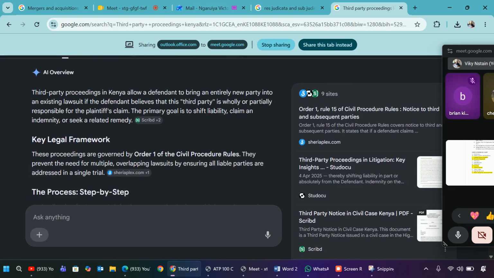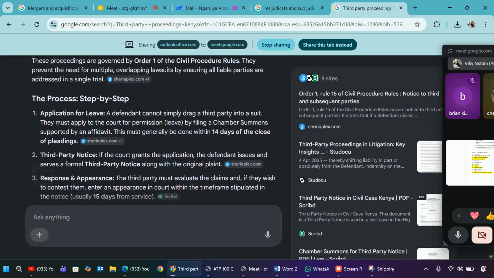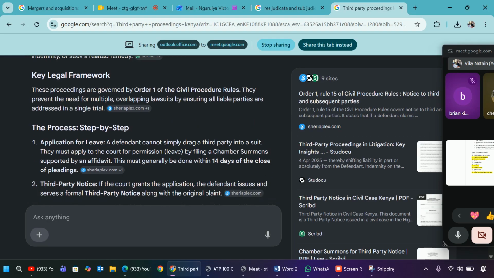Third-party proceedings in Kenya allow a defendant to bring an entirely new party into an existing lawsuit if the defendant believes that this third party is wholly or partially responsible for the plaintiff's claim. The primary goal is to shift liability, claim an indemnity, or seek a related remedy. These proceedings are governed by Order 1 of the Civil Procedure Rules. The key goal is to prevent multiple overlapping lawsuits by ensuring all liable parties are addressed in a single trial. So that is the key takeaway.